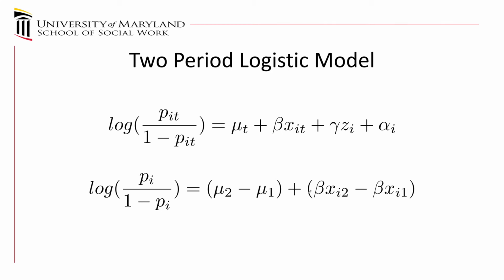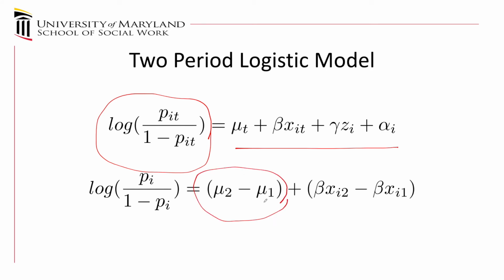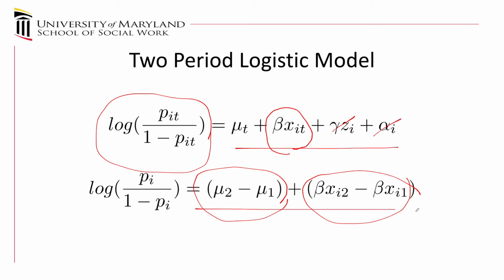So if we think about the two-period logistic model, borrowing from our progression with the fixed effects model, we see here that we have our logit function that allows us to model this as a linear function. If we're comparing two time points, we take the difference between the intercepts and the difference between the time varying variables, and the time invariant variables and the alphas all cancel out. And this is the equation that we're modeling. You should be familiar with this by now.